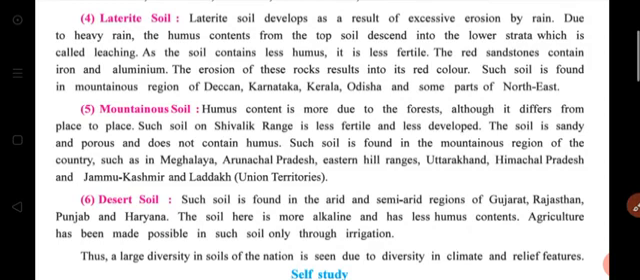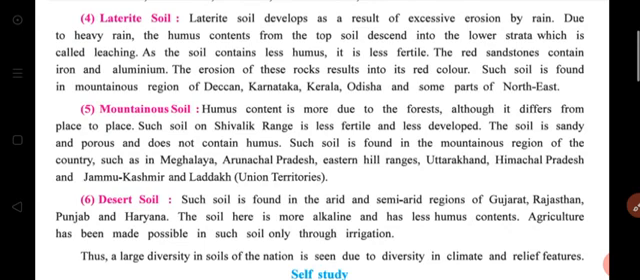Laterite soil, and I will keep speaking and you keep underlining. Laterite soil develops as a result of excessive erosion by rain. Underline excessive erosion by rain. Then due to heavy rain.